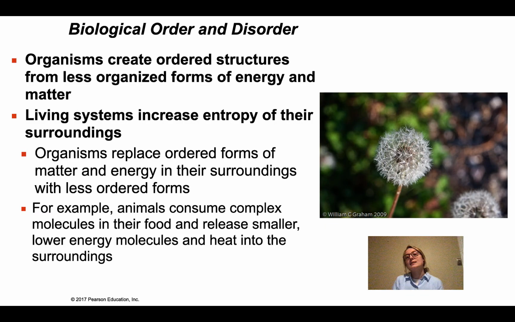What does that mean, biological order and disorder? Animals are consuming complex molecules in their food, and they're releasing smaller, lower energy molecules, like carbon dioxide and water, and also heat into the surroundings. So living systems, organisms, are increasing entropy of their surroundings. But we also know that organisms create ordered structures from less organized forms of energy and matter within their bodies, within the system. How can both of these be true?